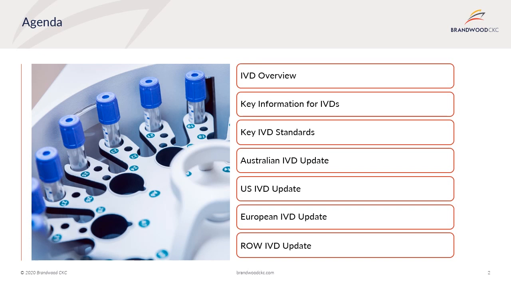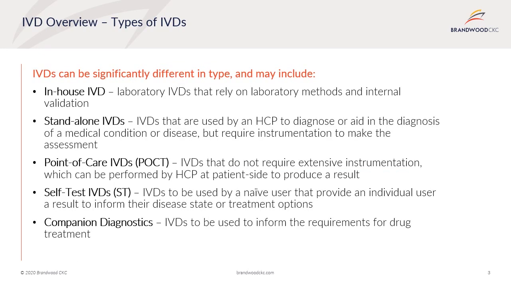Next, we'll address some of the key IVD standards. These are the standards that are unique to IVDs that need to be part of your considerations in the design and development process. Finally, we will complete by going through 4 different sets of IVD updates, starting with Australia, then addressing the US updates, European updates, and the rest of the world. Okay, to start off, let's provide an IVD overview. As you can see here, there are several different types of IVDs.